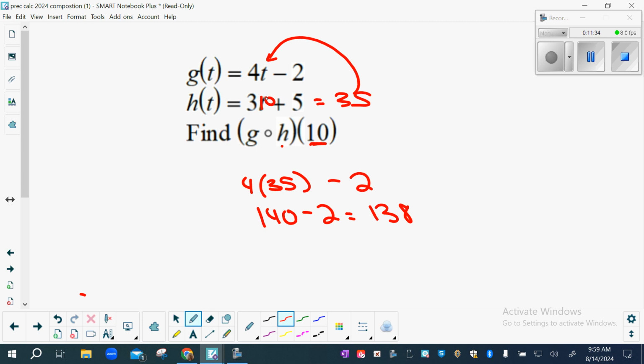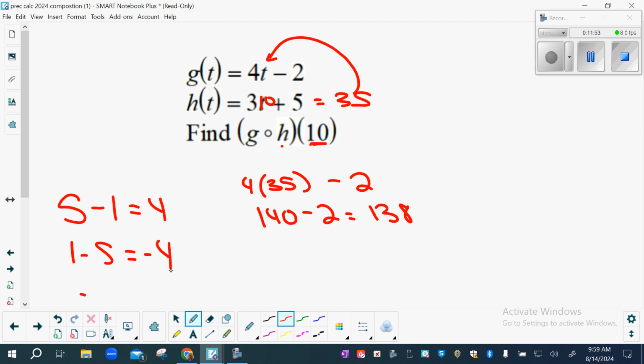So it's like saying 5 take away 1 is 4, but 1 take away 5 is -4. And order matters, right? So in composition, you got to watch and be careful, and it goes backwards. 10 to H, H into G. Good questions. Those are good questions.